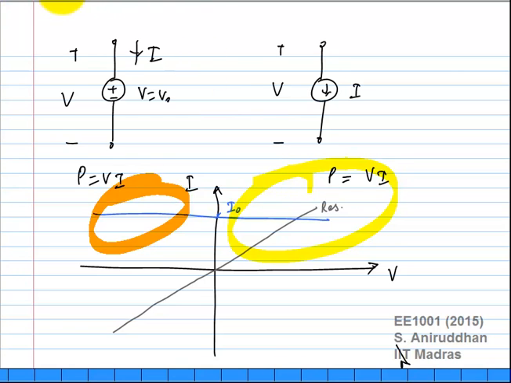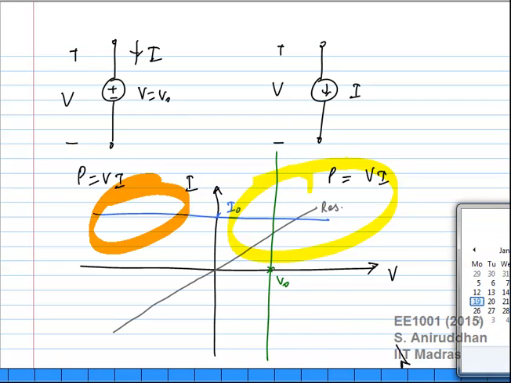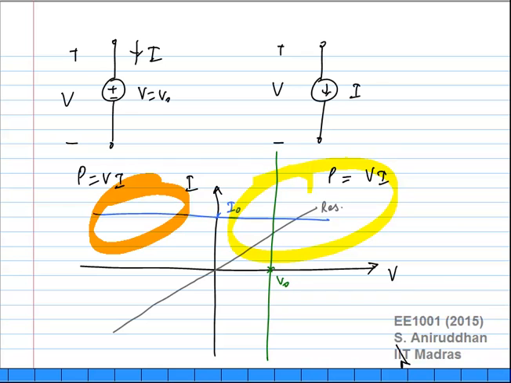Okay, so similarly if you take a voltage source, in the first quadrant it dissipates power, in the fourth quadrant it generates power. Okay, of course you can also take the case of I naught being negative, okay, or V naught being negative, but you will see that it always occupies two quadrants, where in one quadrant it will generate power, in the other quadrant it will dissipate power. Okay, any questions?